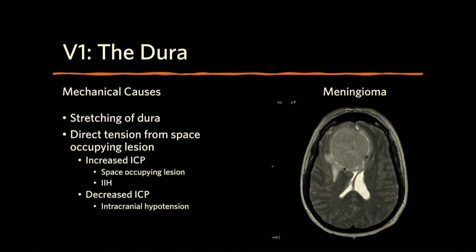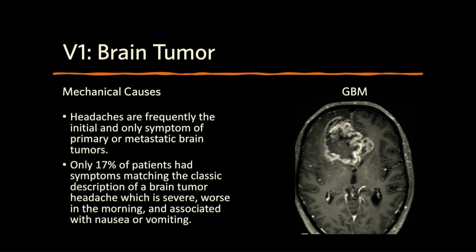So this is why you have tumors stretching the dura causing headache, okay? And that can be for other reasons too. Space-occupying lesions, intracranial hypertension, and we'll get a great talk on intracranial hypotension. You're stretching the dura. When the brain sags, you're stretching the dura, and that's causing pain. Brain tumor, by the way, headaches are frequently the initial and only symptom of certain tumors. Only 17% of people with brain tumors present with the classic features of morning headache. They tend to be morning headaches with vomiting, okay?